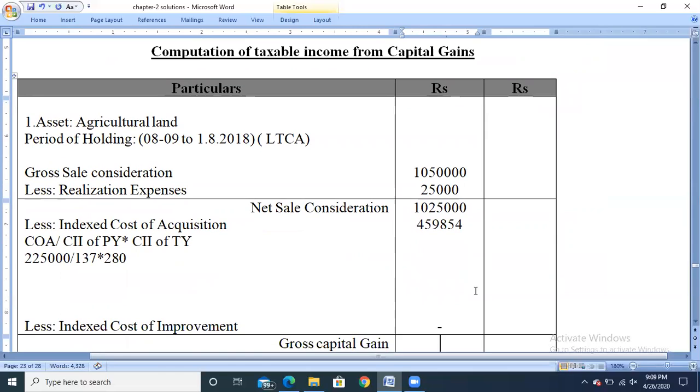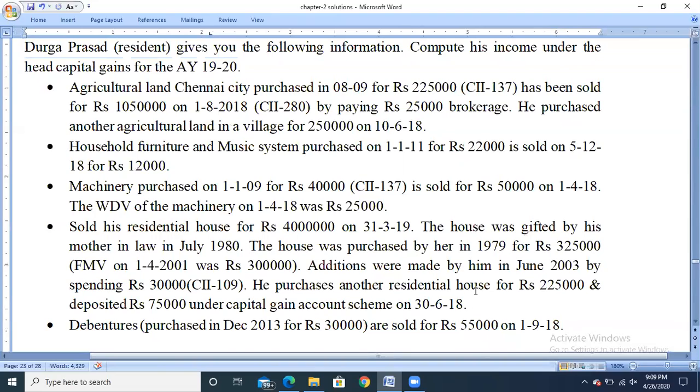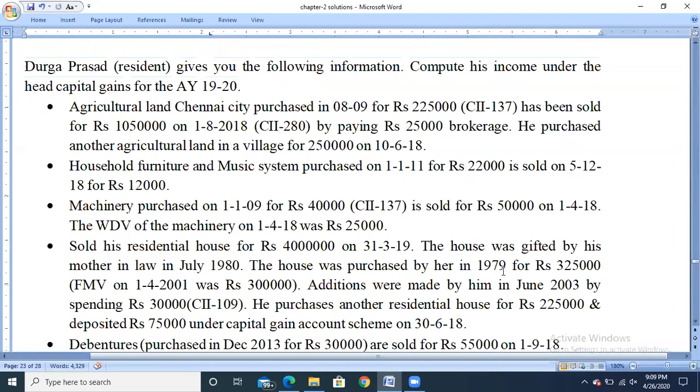Now, the balance amount is 5,65,146, the gross capital gain. If you observe the problem, the assessee is purchasing new agricultural land. So check the date. He has purchased the new agricultural land in a village. So even though it's an urban area or a rural area, if he is purchasing the new additional land, he can claim the exemption under section 54B. The condition: purchase within 1 year before the date of transfer or 2 years after the date of transfer.